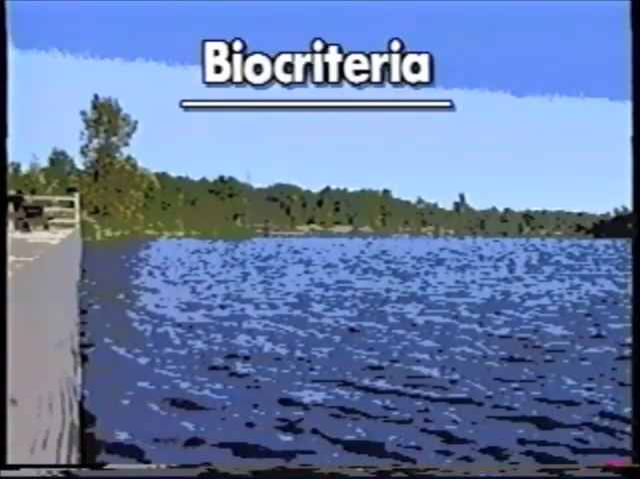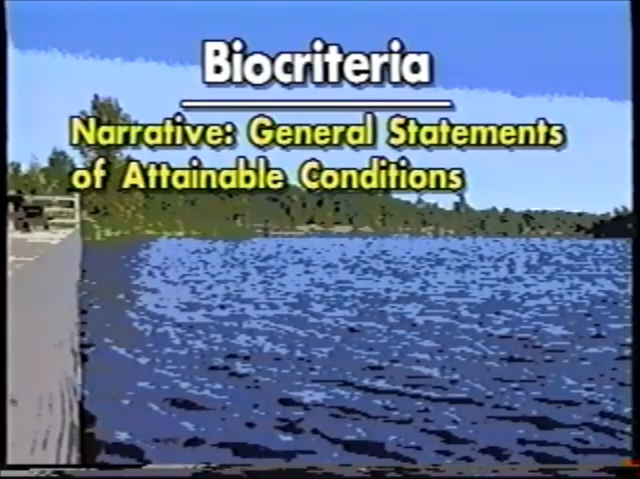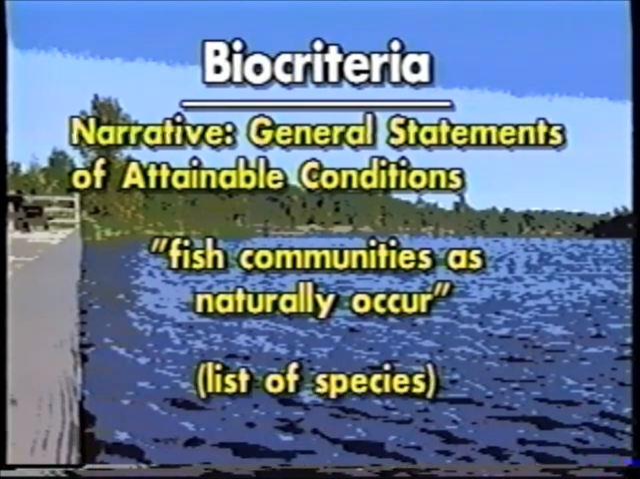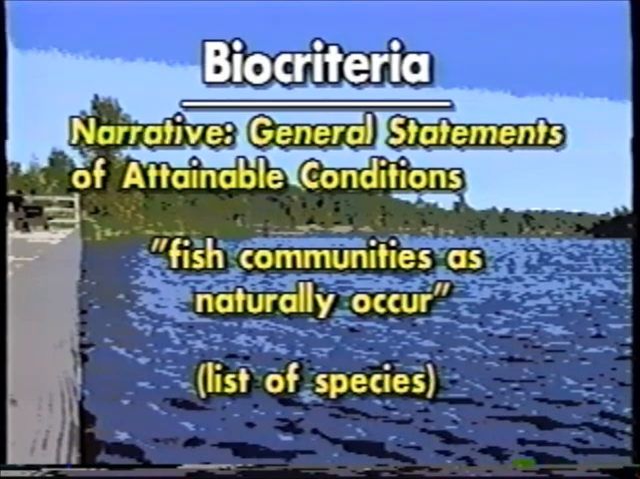Narrative biocriteria are general statements of attainable conditions, such as fish communities as naturally occur. Such a statement may be further refined by lists of species one expects to find in a particular body of water. In the case of a mountain stream, the list may include trout, sunfish, and minnows.